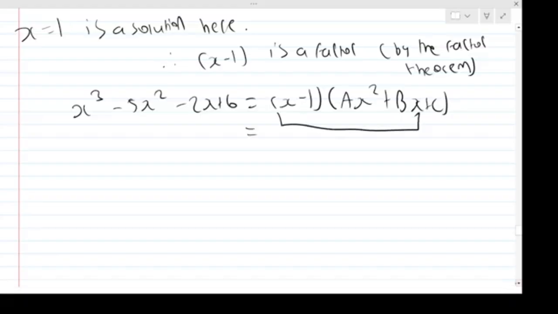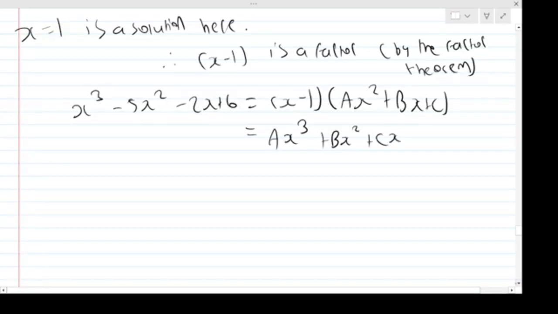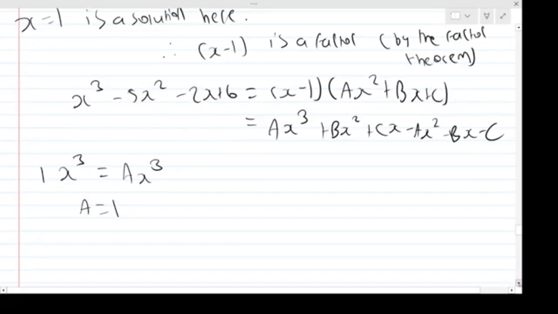Expand this bracket, and it's going to equal this cubic here. Expand it, we get ax cubed plus bx squared, then plus cx, and then minus ax squared minus bx and minus c. And therefore then we can start to compare the terms of x. Firstly, x cubed, well, it's just 1x cubed, right? And then that's going to equal the x cubed term on the right. Now that's just ax cubed. Therefore, we can spot that a has to be 1.